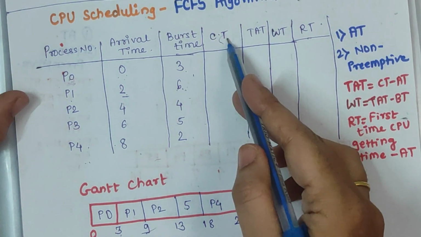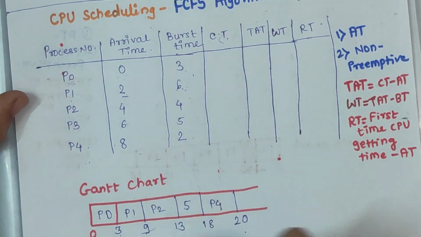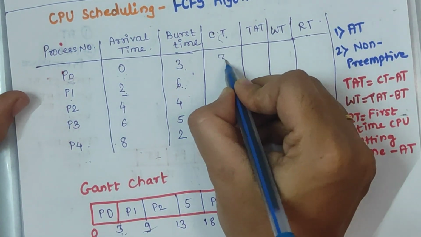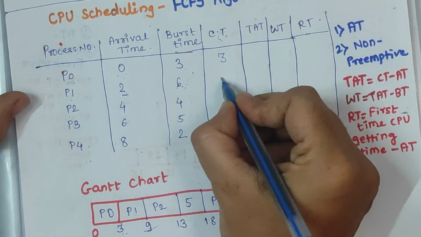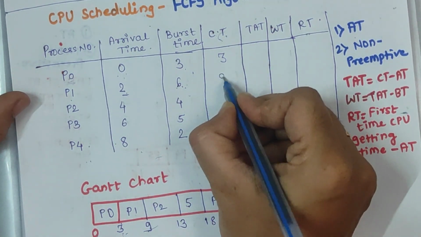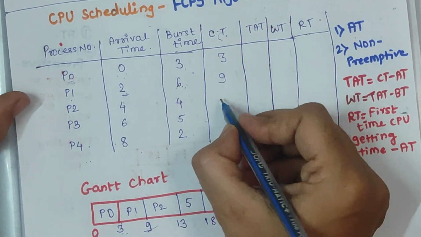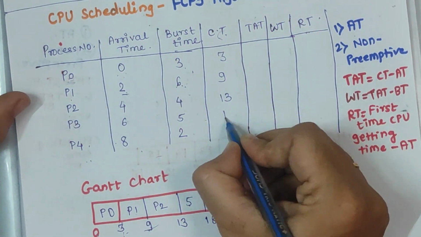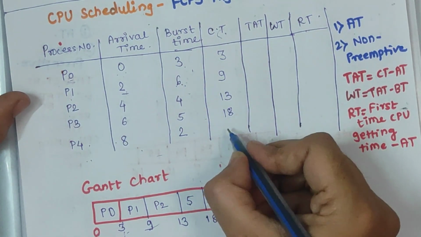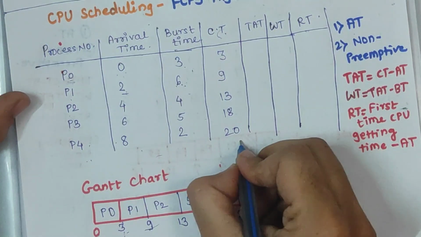Completion time can be calculated with the help of this Gantt chart. Here you can see process P0 is getting completed at time unit 3. P1 is getting completed at time unit 9. P2 at 13, P3 at 18 and P4 at 20. So this is the completion time.